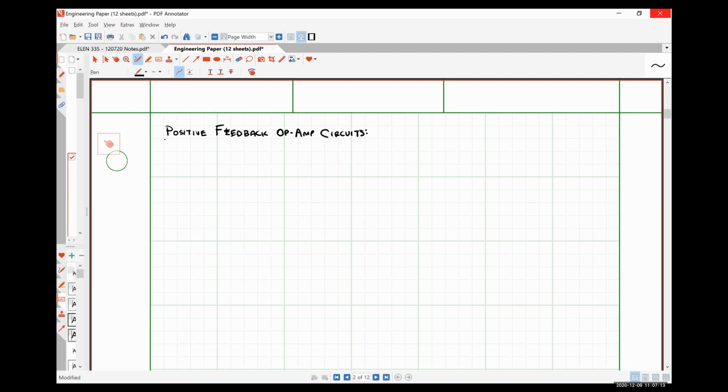By definition, a positive feedback op-amp circuit is any op-amp circuit in which positive feedback is employed. I know that's not wildly revealing or anything like that. So let's talk about exactly what I mean by positive feedback.